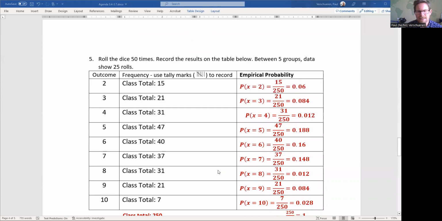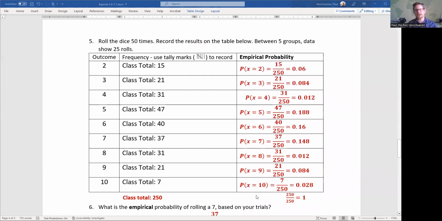The Wednesday class did not get to any actual rolling, but the Thursday class did. So what you're looking at here is the combined data across 5 different groups, each of which was able to roll the dice 50 times and gather the data. So again, remember that 2 and 10 are the most unlikely rolls. So what we would expect is fewer rolls of 2s and 10s. Actually, you can kind of see this: 15, 21, 31, 47, 40, 37, 31, 21, 7. This sort of more and more and then less and less. This worked out pretty classically.